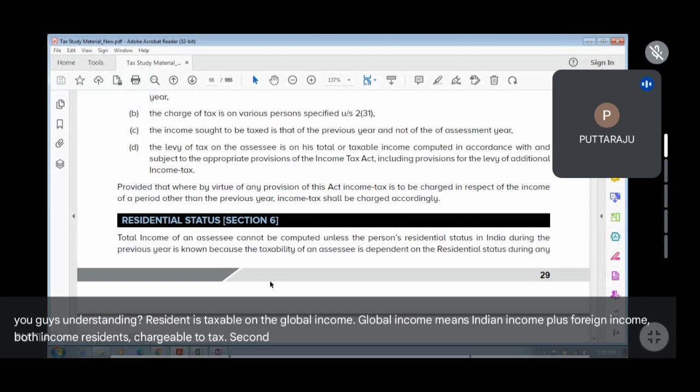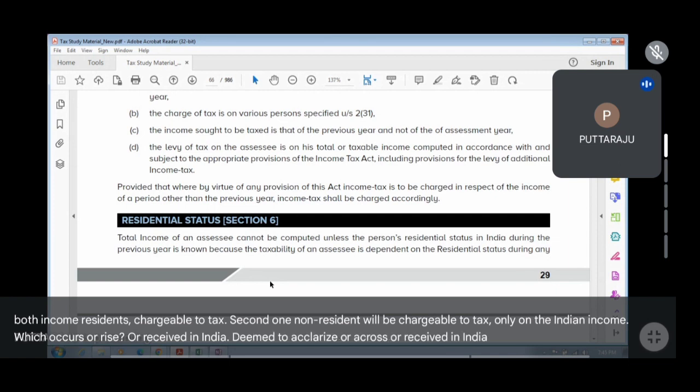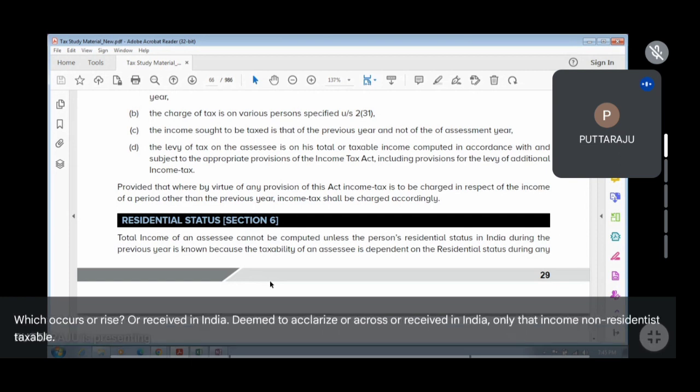Second one, a non-resident will be chargeable to tax only on the Indian income which accrues or arises or is received in India, or is deemed to accrue or arise or be received in India. Only that income a non-resident is taxable on. There is one more category, not ordinarily resident. I will explain everything one by one. I am just giving you an overview.